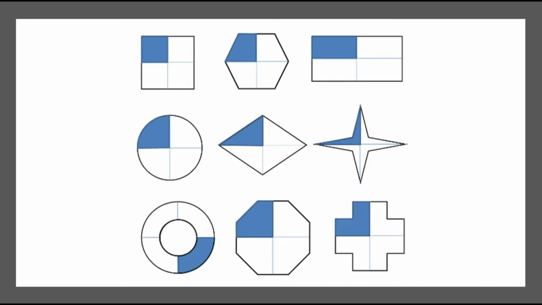Finally, all of these shapes are showing quarters because they are split into 4 equal parts and only one part is shaded. So all of those fractions that we've just looked at and compared, they all had the same denominator. They all had that many parts, even though the shapes each looked different.